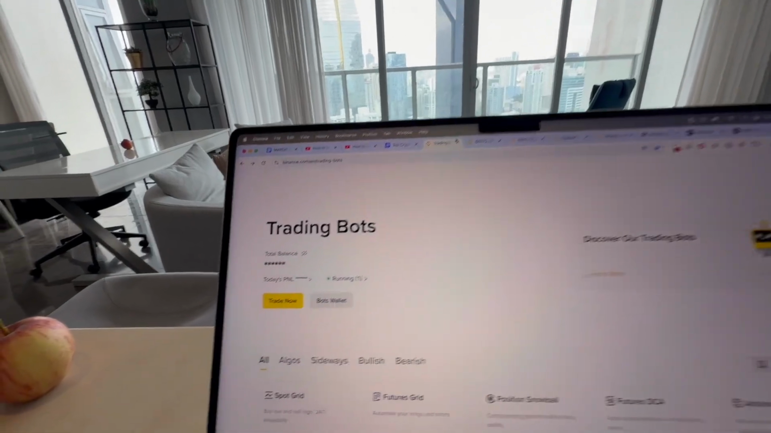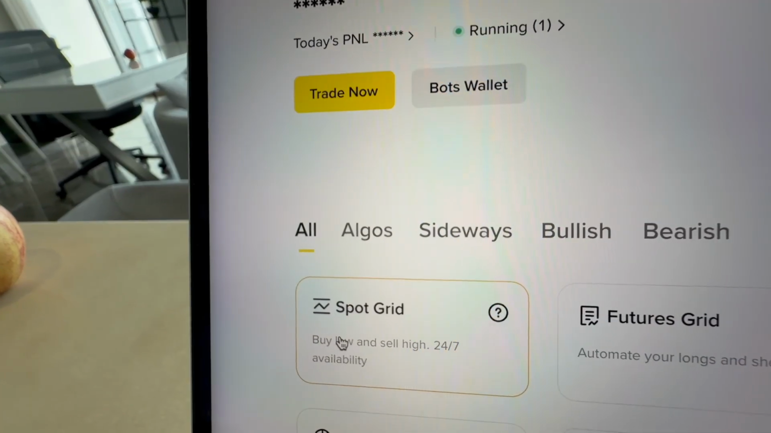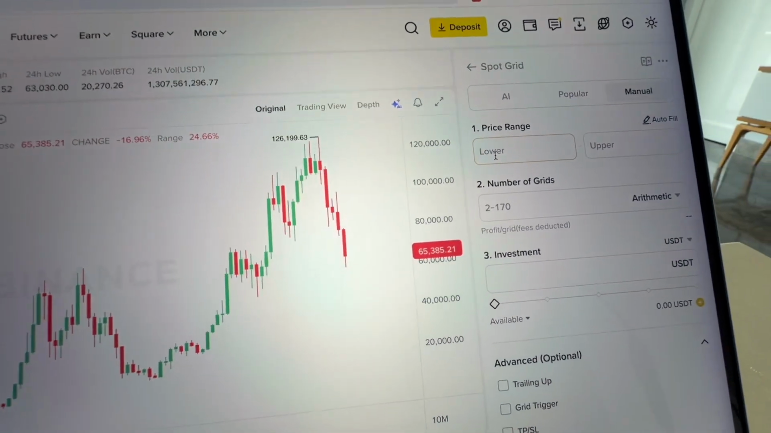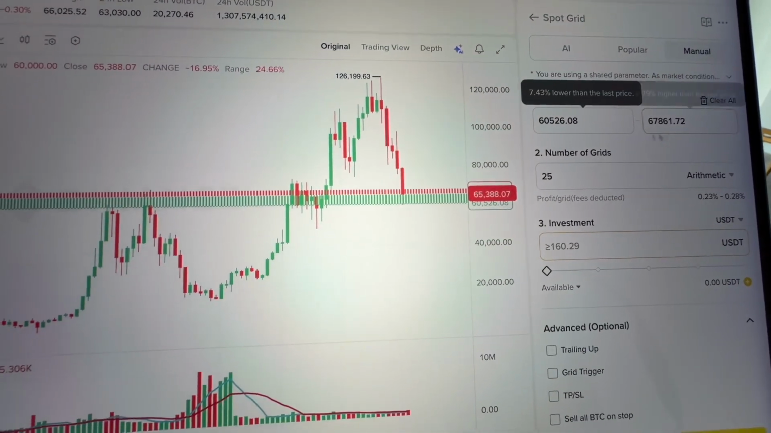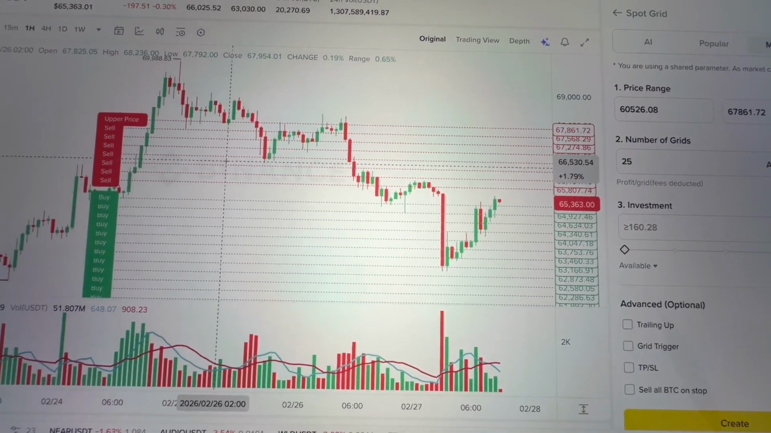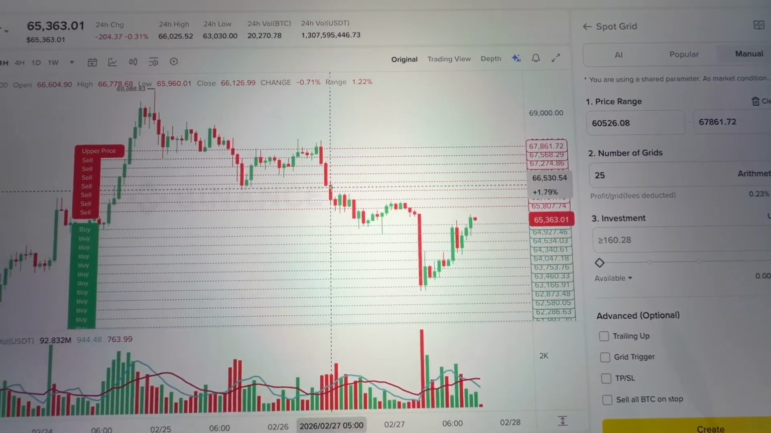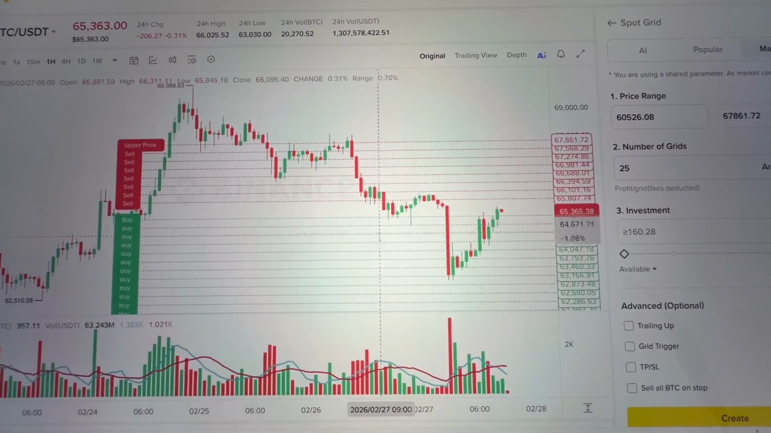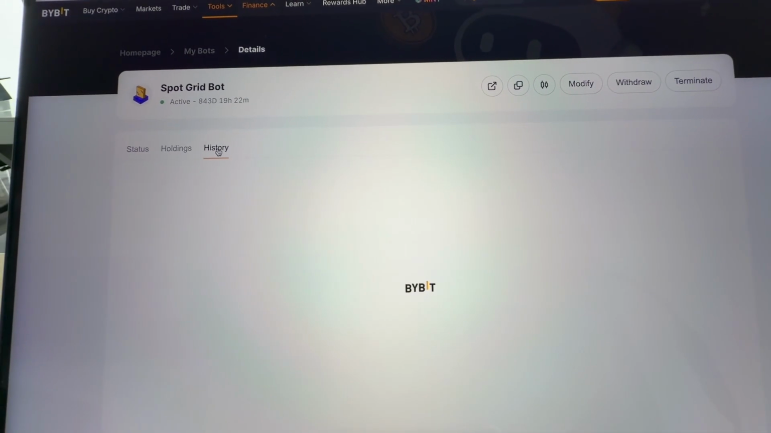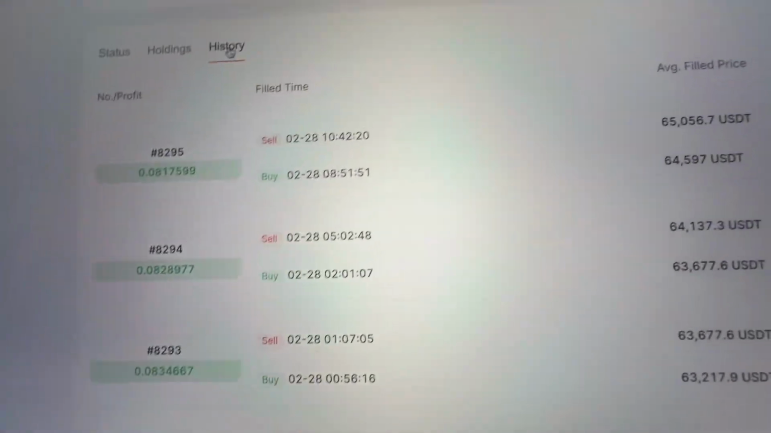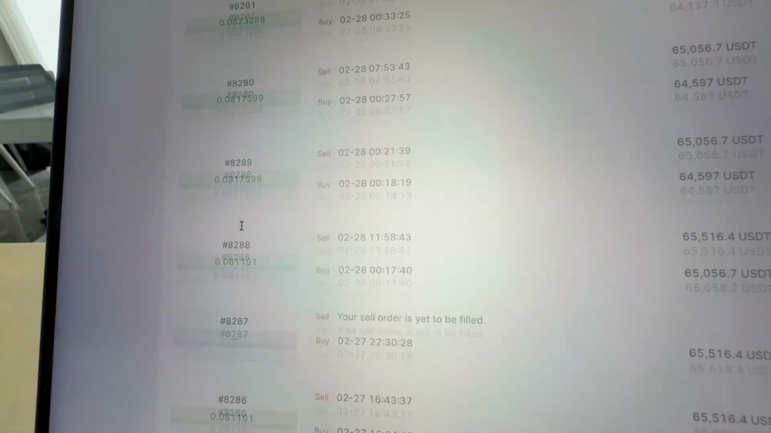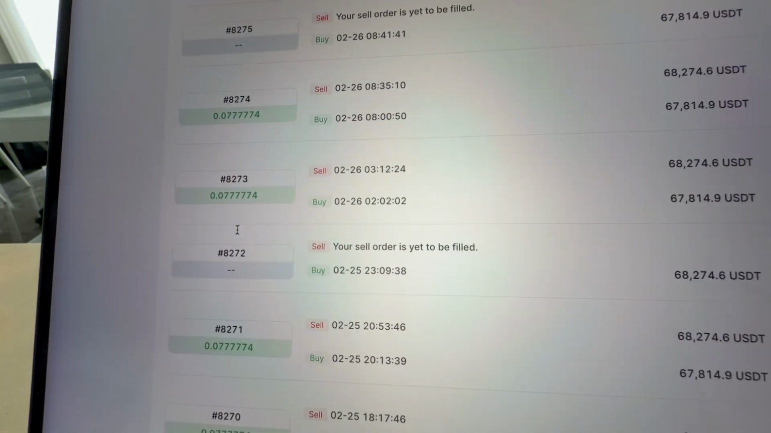Let's start from the Spot Grid Bot, which is probably the most popular crypto trading bot, and here I will show you an example. You can put the lower range and upper range right here, and then it will show you the system on the screen. So it will be buying low and selling high, buying low, selling high, and repeat. Each time it can profit a small difference. Just to give you a quick example of my BYBIT Spot Grid Bot, here on the history tab you can see it's always buying low and selling high, and each time making a small profit. That's how the Spot Grid Bot works.